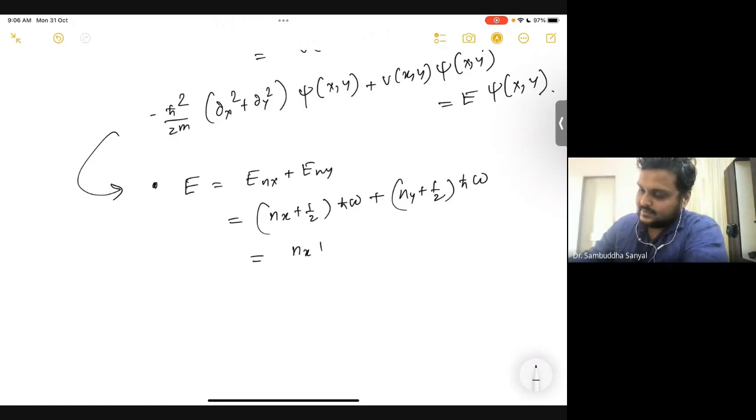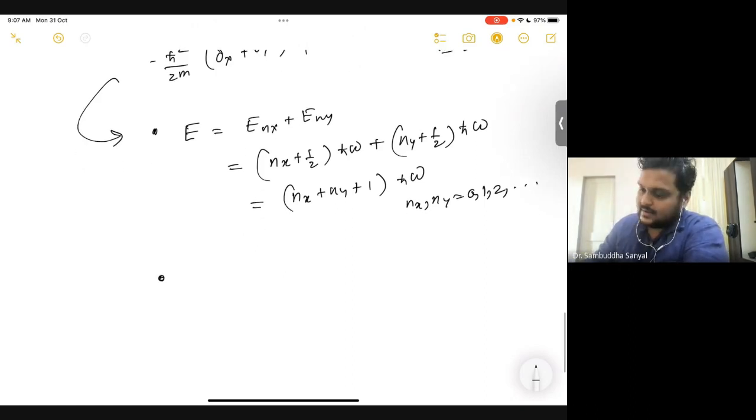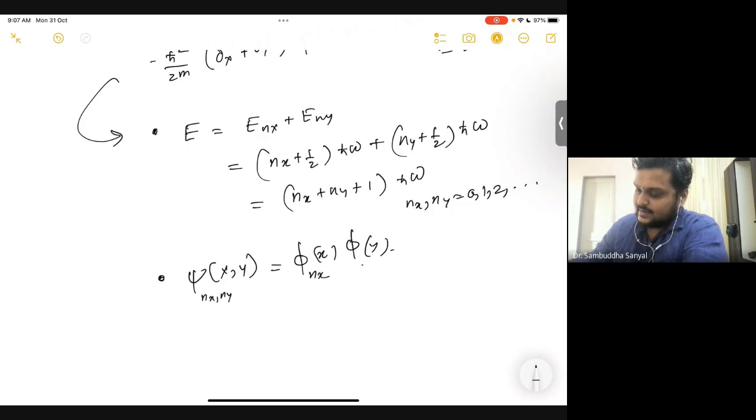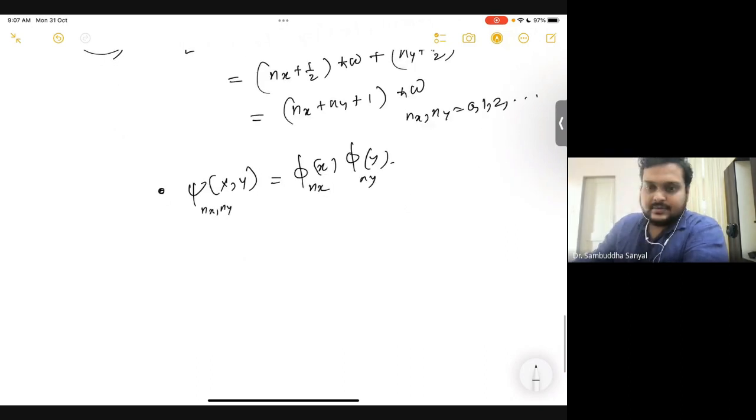So this is n x plus n y, and so on, and the phi xy will be phi n x times phi n y. Okay. There should be n x and n y. So that means it will be some constant times the Hermite polynomial.